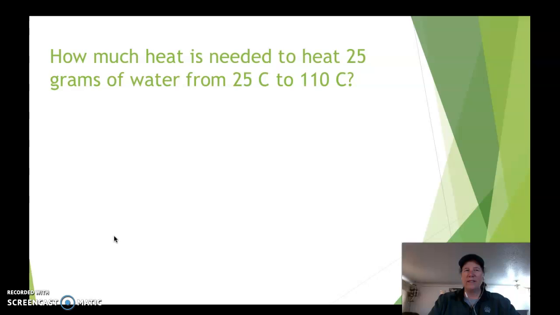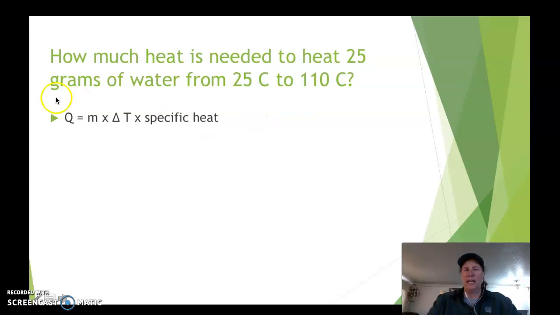Okay, this is a phase change one, like the ones we did in chapter 11. How much heat is needed to heat 25 grams of water from 25 Celsius to 110? The first thing I'm going to have to do is take my 25 grams of water and get it up to 100. So 25 to 100 would be 75 degrees.